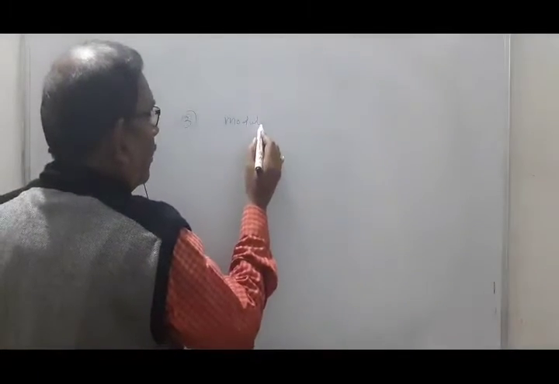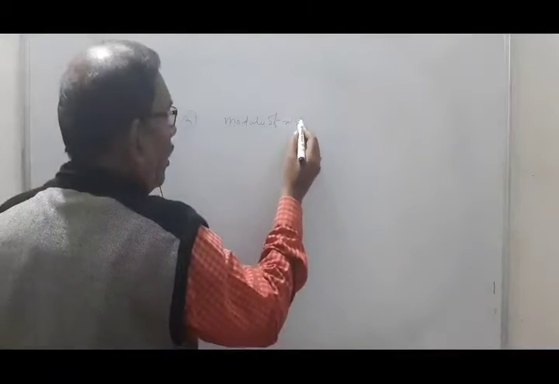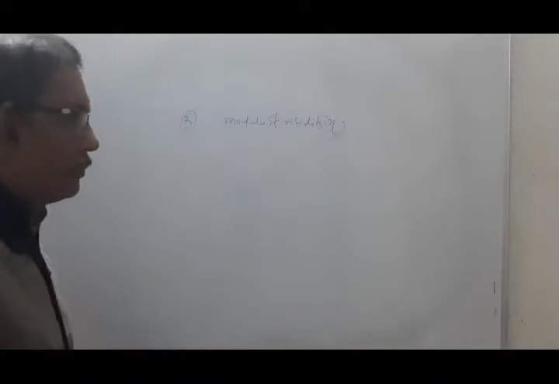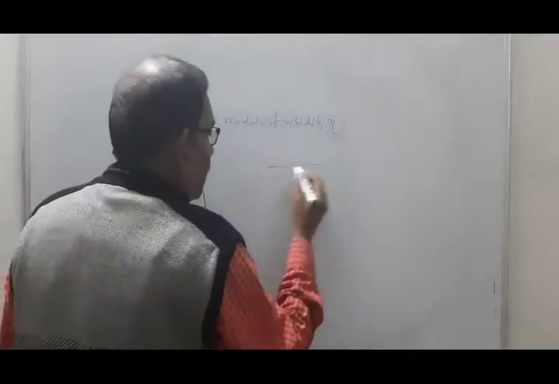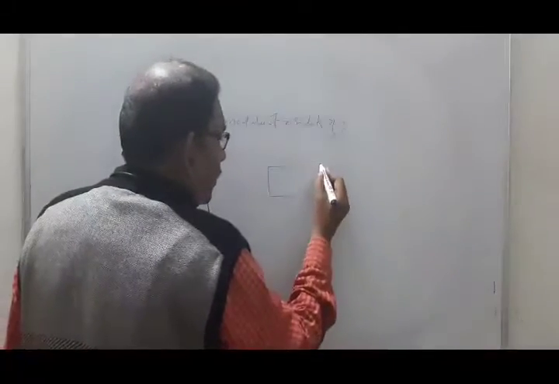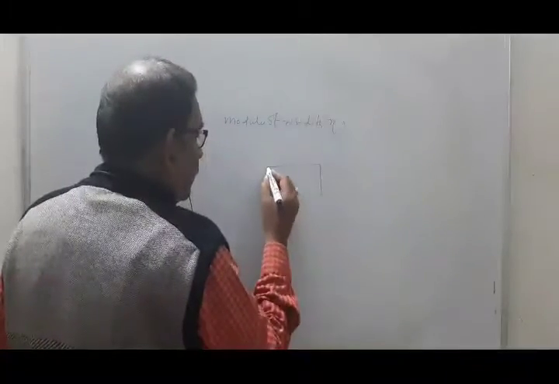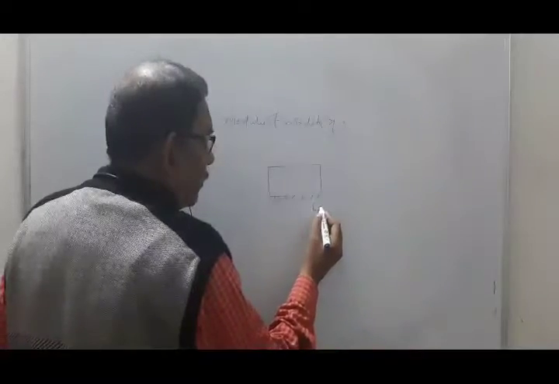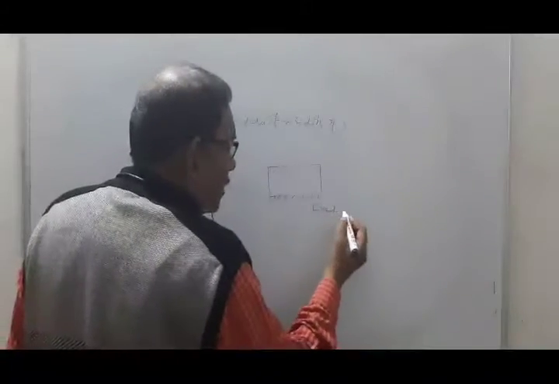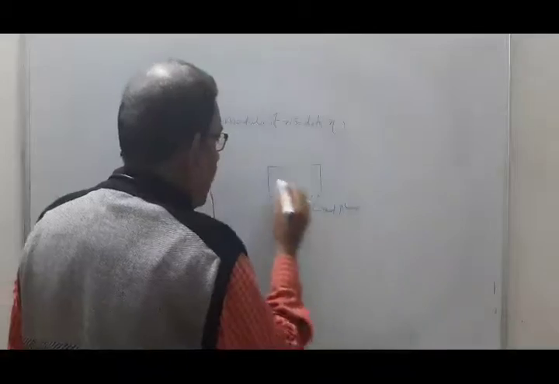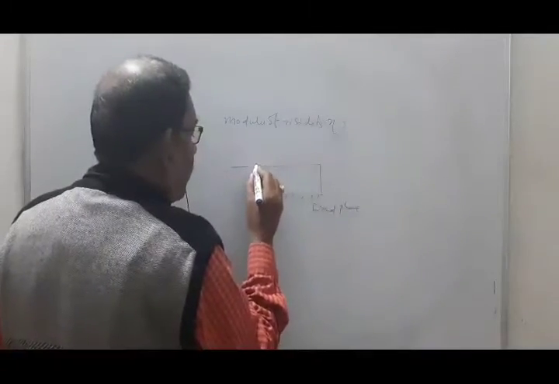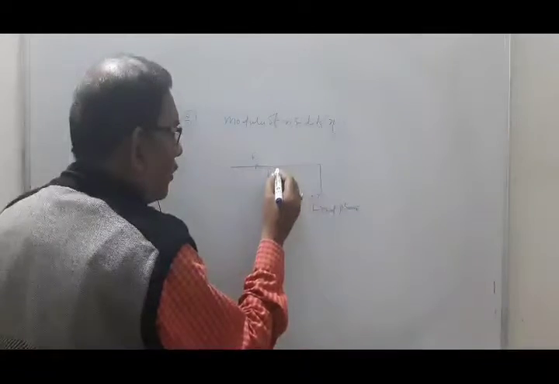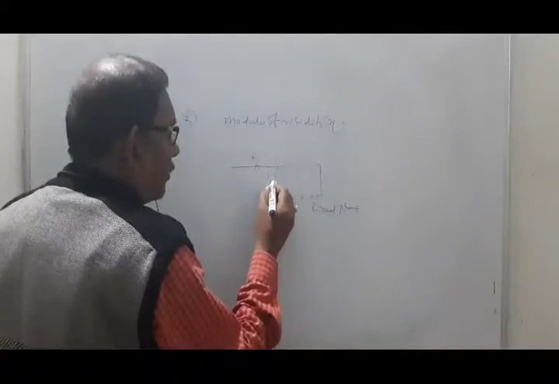Modulus of rigidity. It is called eta. The body is like this. It is a fixed plane, already discussed in the previous class, with a tangential force acting on it. This line turns through an angle theta.